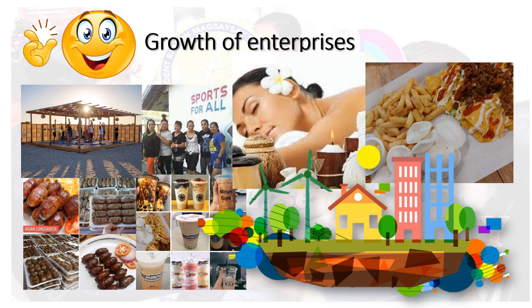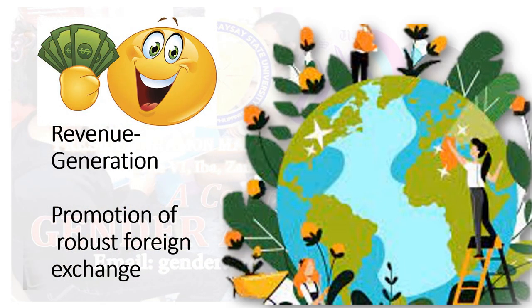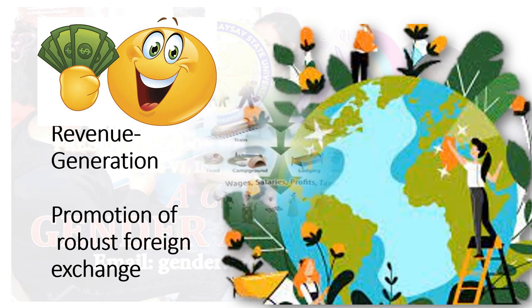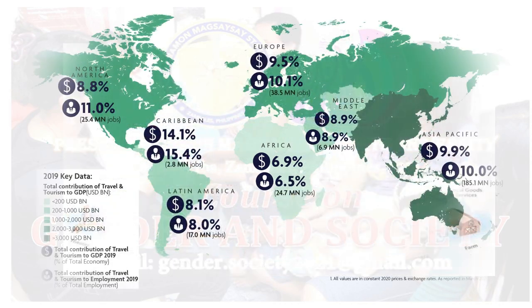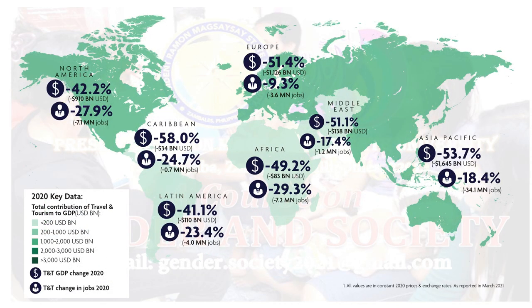4. Revenue generation was at 12.7% in 2021. 5. Promotion of robust foreign exchange is also cited as a good effect under normal circumstances. As to some of its negative impact, they may include the following.